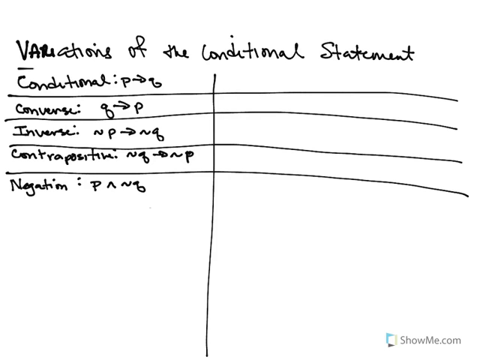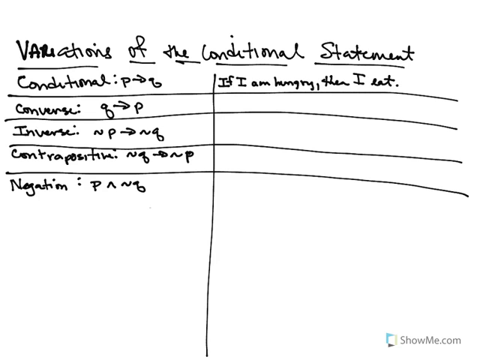Okay, so there is what we call variations of the conditional statement. So you have a conditional statement, which is if P, then Q. Okay, so let's say, if I am hungry, then I eat. So if P, then Q.